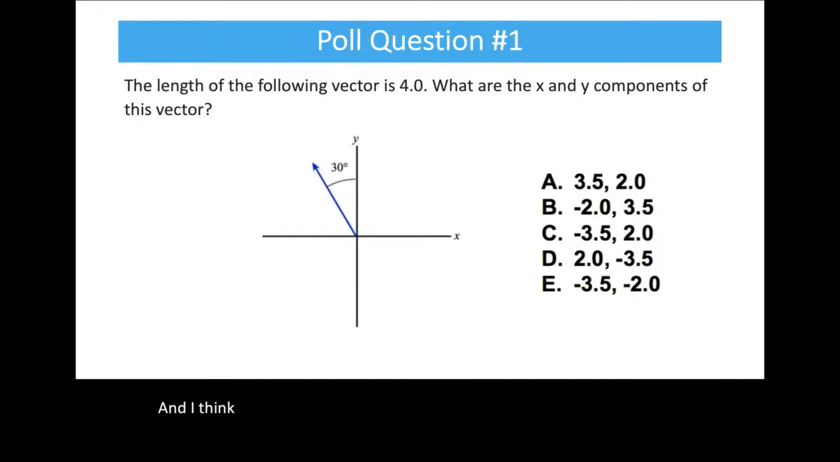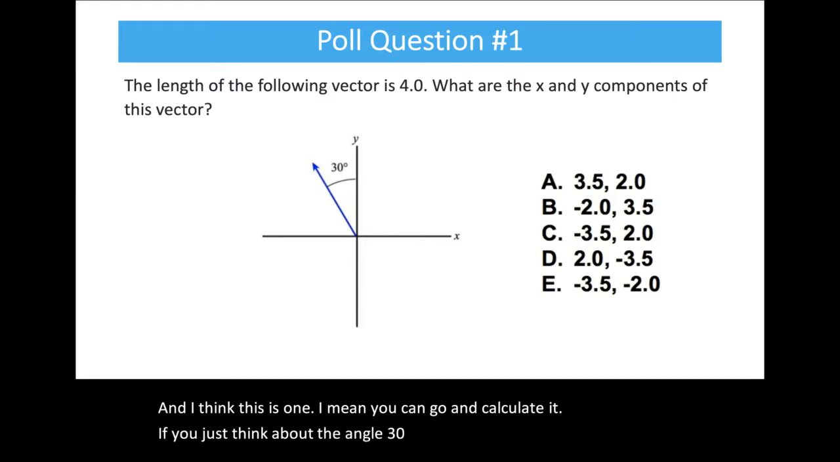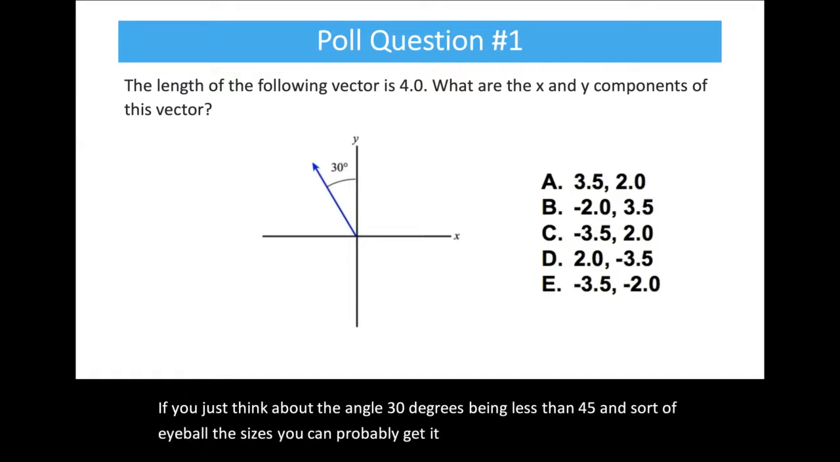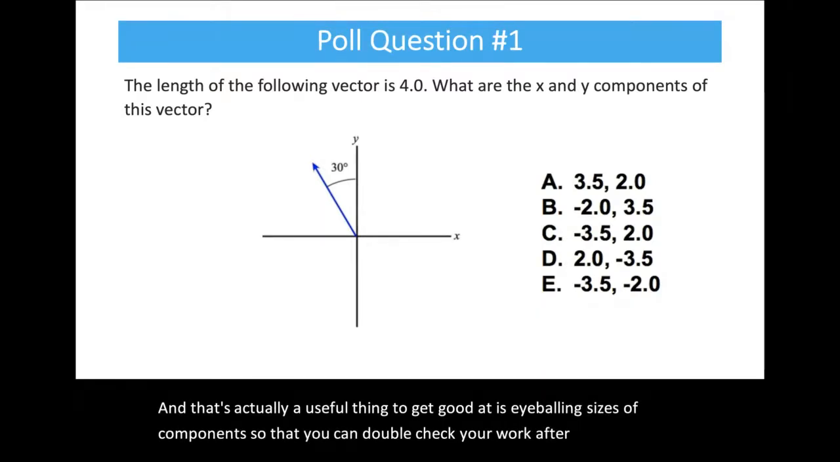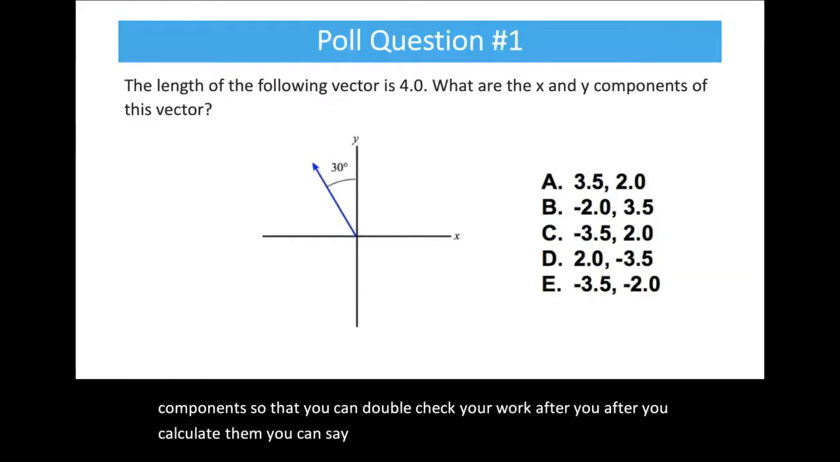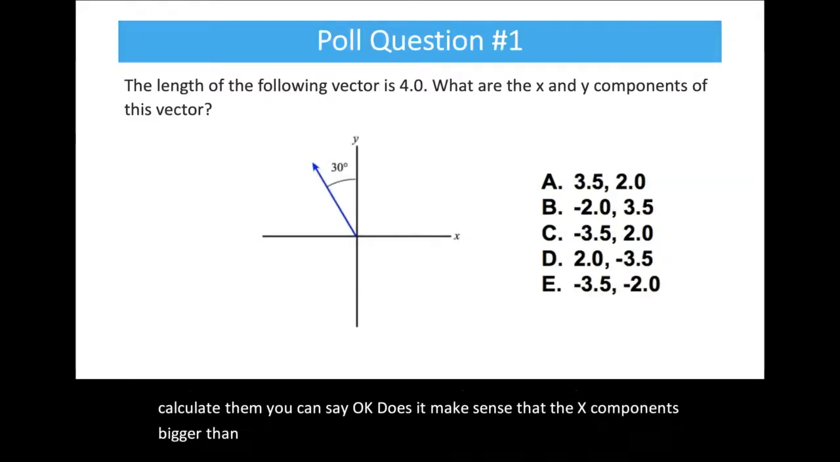And I think this is one where, you can go and calculate it, but if you just think about the angle 30 degrees being less than 45 and sort of eyeball the sizes, you can probably get it without doing all the math. And that's actually a useful thing to get good at, eyeballing sizes of components so that you can double check your work after you calculate them. You can say, okay, does it make sense that the x component's bigger than the y, or vice versa?